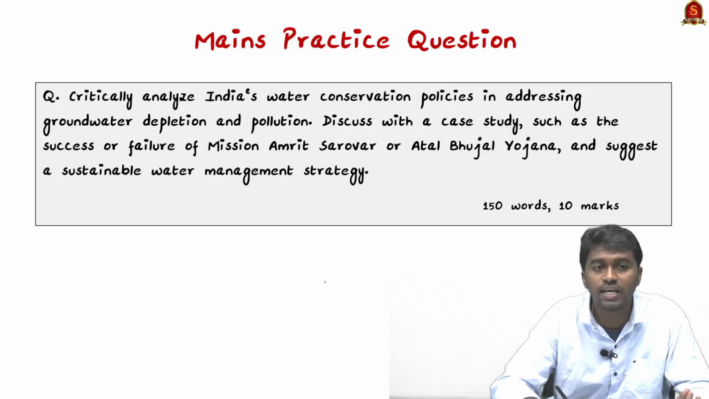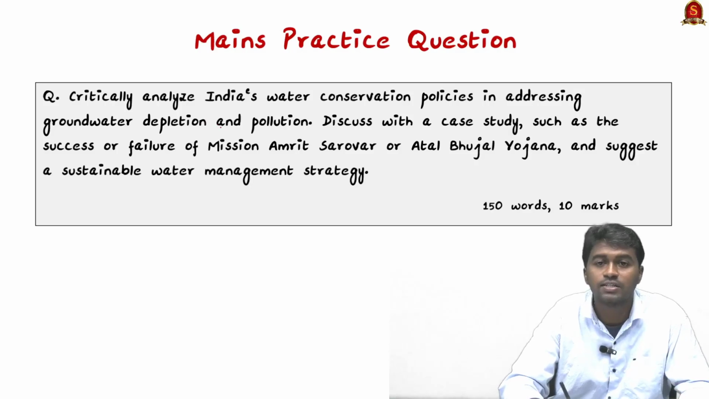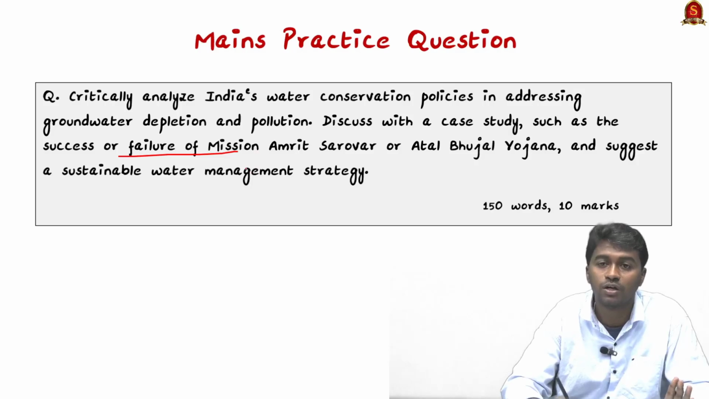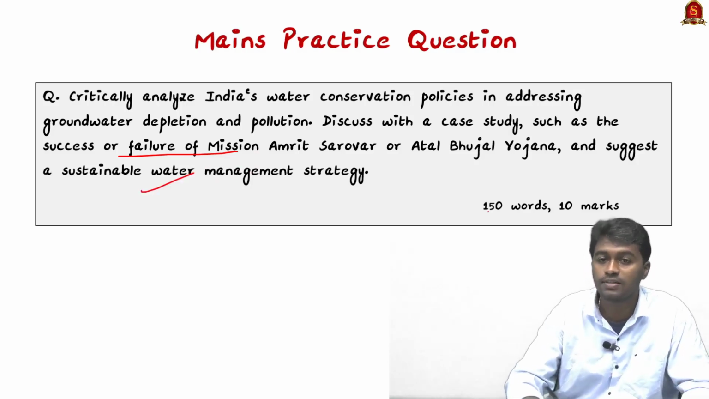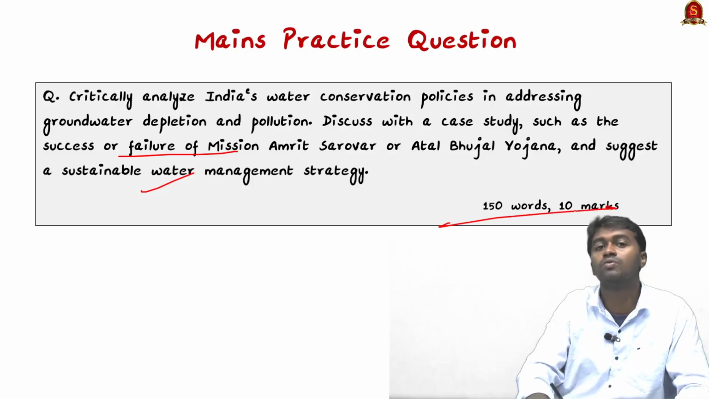The question is: critically analyze India's water conservation policies in addressing groundwater depletion and pollution. Discuss with a case study, such as the success or failure of Mission Amrit Sarovar and Atal Bhujal Yojana, and suggest a sustainable water management strategy. This is a 10 marks question and you have to write around 150 words.